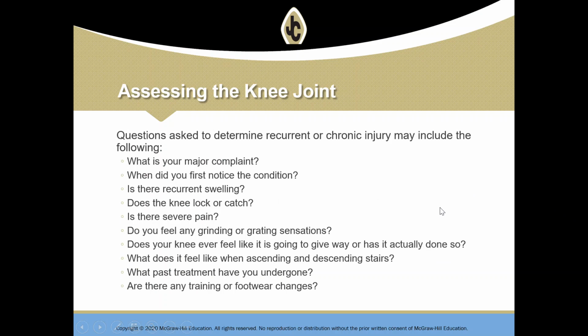Questions asked to determine recurrent or chronic injuries. What is your major complaint? When did you first notice the condition? Is this a recurrent swelling? Does the knee lock or catch? More focused in on the meniscus again. Is there severe pain? Do you feel any grinding or grating sensations? We'll key in on those questions a little later with some of the injuries. Does your knee ever feel like it is going to give way, or has it actually done so? And that leads us to the instability part of a knee injury. What does it feel like when ascending or descending stairs? What past treatment have you undergone? And is there any training or footwear change?